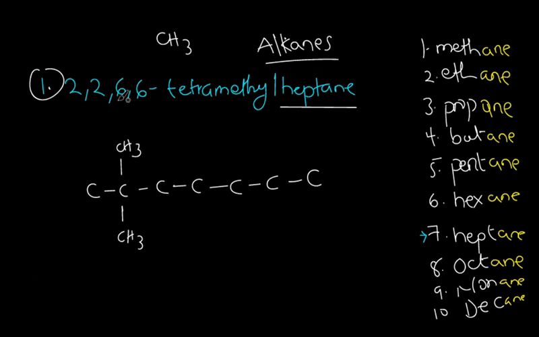Then the next one is saying 6,6, okay, so I'll put the other one on. This is carbon 2, this is carbon 3, carbon 4, carbon 5, carbon 6, so CH3 and then CH3. Okay, so now that I have all my substituents laid down, all I have to do is what?